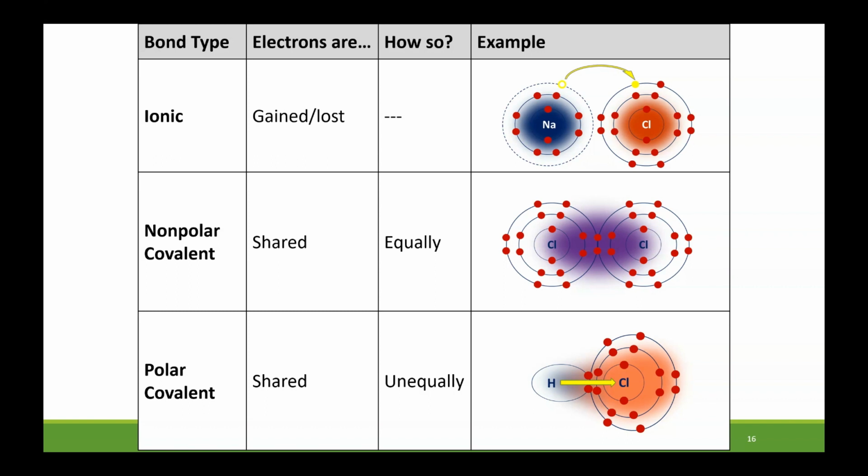And in the case of a polar covalent bond, the unequal sharing of electrons causes one end of the molecule to be somewhat more negatively charged and the other end to be somewhat more positively charged, which can lead to attractions between separate molecules.